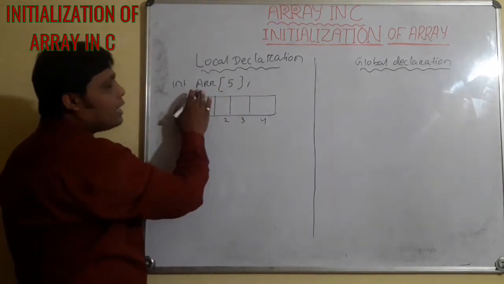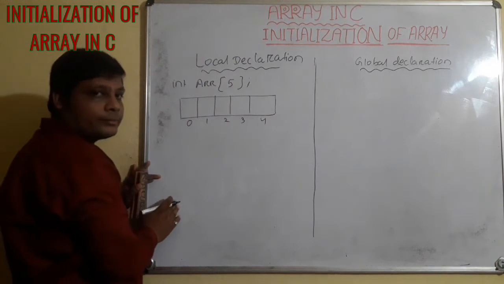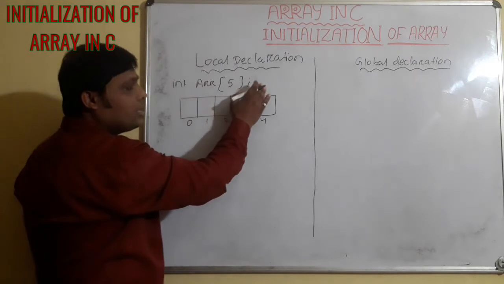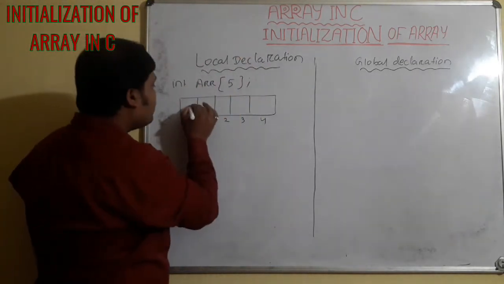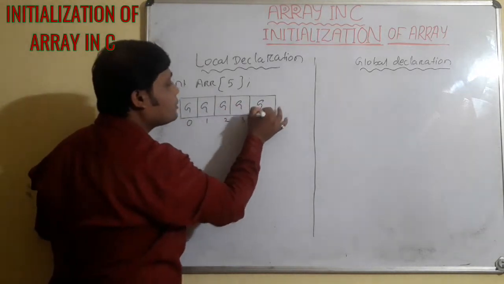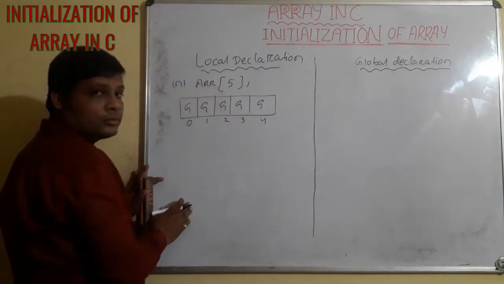So here I have not given any value to this array. If I am not giving any value at the time of local declaration of an array, then automatically the compiler will take garbage values. Clear? Here the compiler will take garbage values.